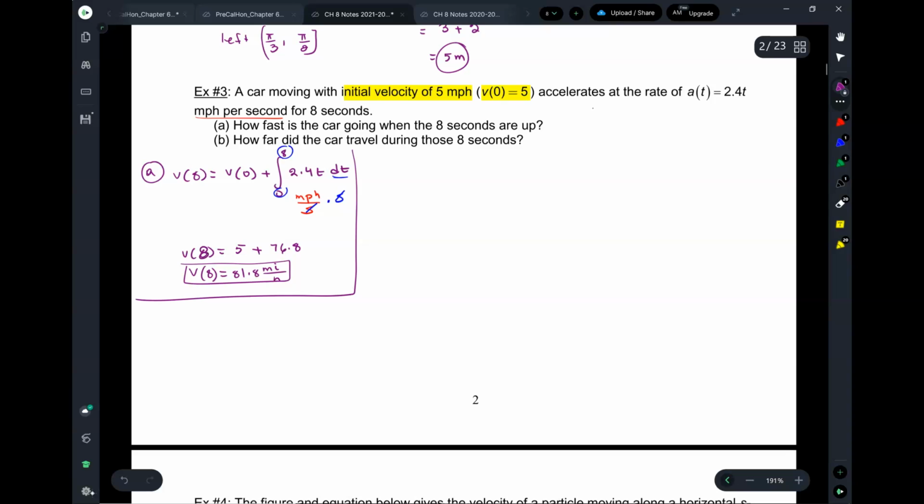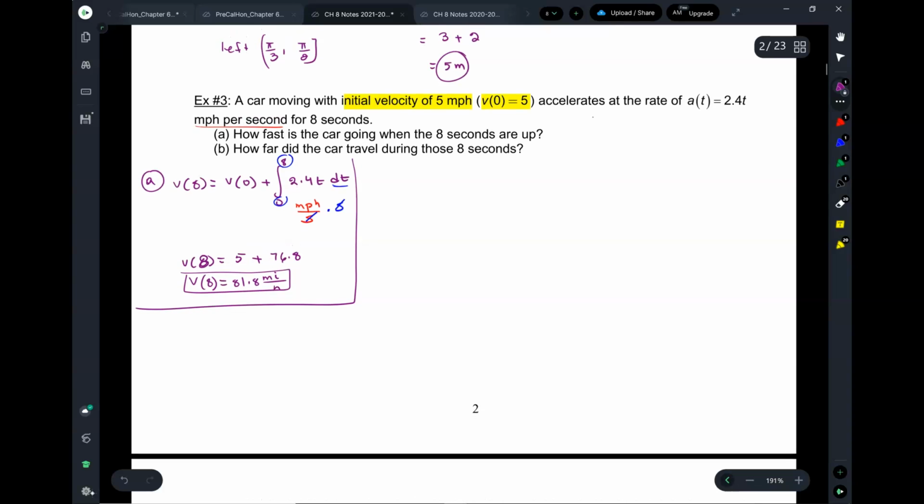Now B. How far did the car travel during those 8 seconds? How far did it travel? So what we need is total distance. And that's equal to, what is the total distance? It's the integral of the absolute value of v of t dt. That's how it's different. That's the whole point. So when you take the absolute value, it's still positive.